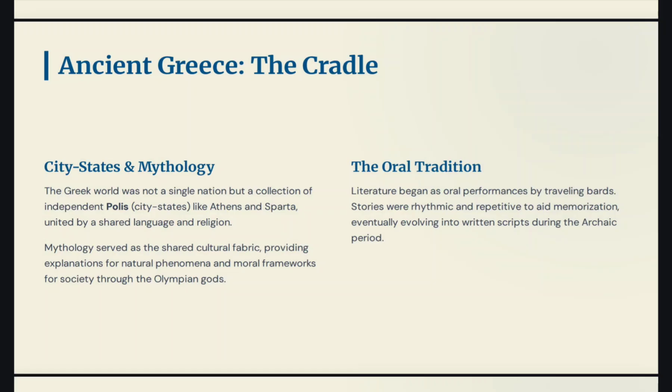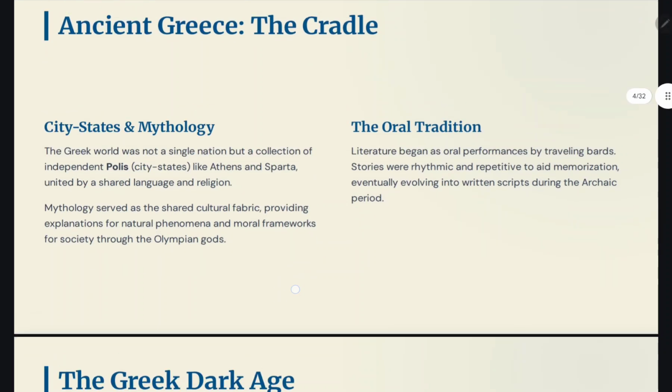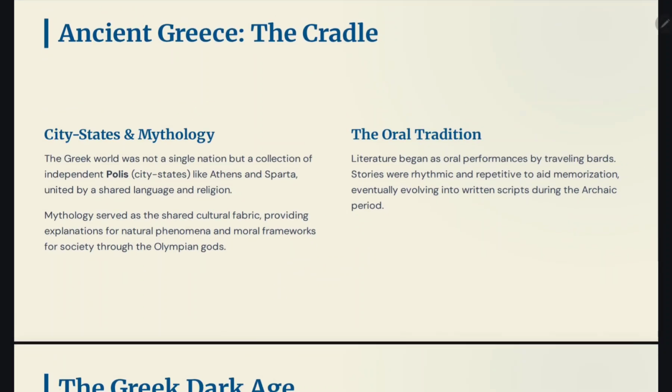So think about it. Competition created excellence. War created heroes. Heroes created stories. And stories created literature. Why do you think epic poetry becomes popular during periods of warfare? Because societies admire heroic deeds. Ancient Greece consists of city-states. Yeah, those are Athens, Sparta, Corinth, Thebes, and each functioned almost like an independent nation.